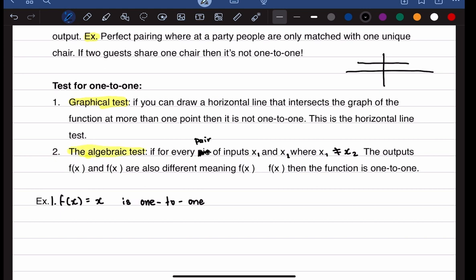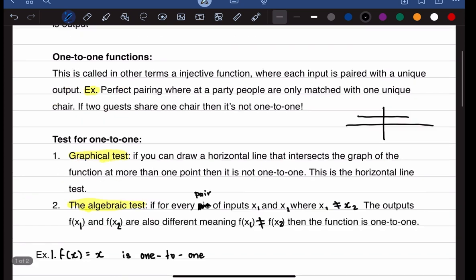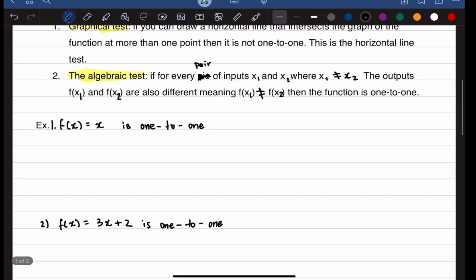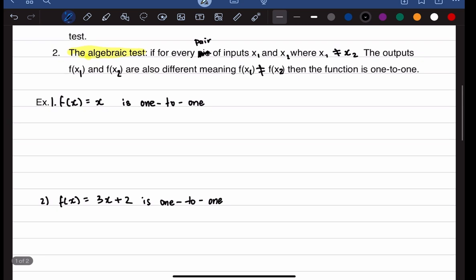The next is the algebraic test. If for every pair of inputs x1 and x2, where x1 does not equal x2, the outputs f(x1) and f(x2) are also different, meaning if f(x1) does not equal f(x2), then the function is one-to-one. This is just a short definition of what I mean. I'm going to be showing you guys examples so you know what I mean by this.